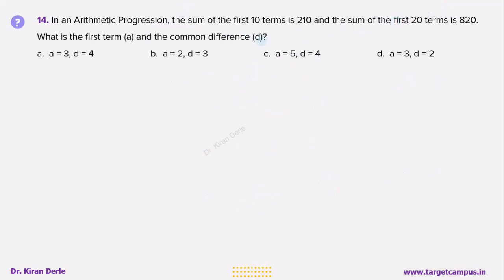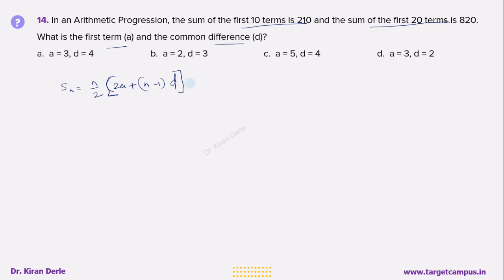Fine. In an arithmetic progression, the sum of the first 10 terms is 210 and the sum of the first 20 terms is 820. What are the first term and common difference? For this question, you can use the formula for the sum of n terms. Sum of the first n terms is given by n by 2 into (2a plus (n minus 1) into d), where a is the first term, n is the number of terms, and d is the common difference, right?